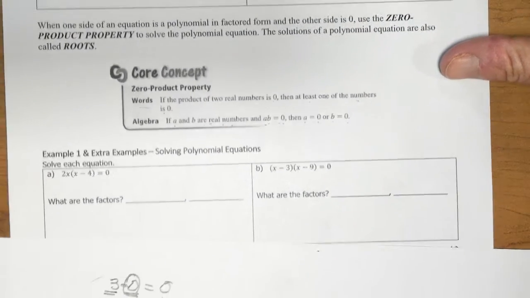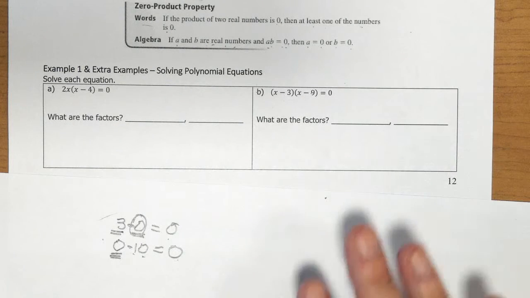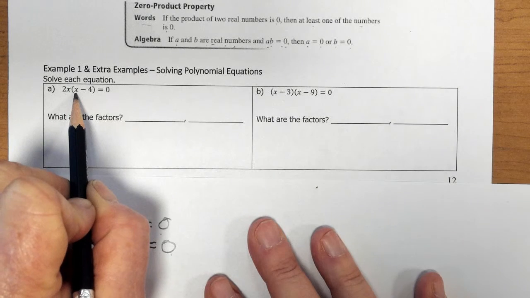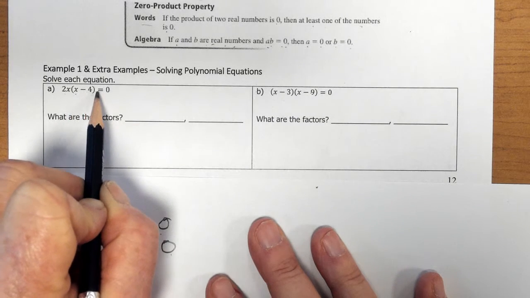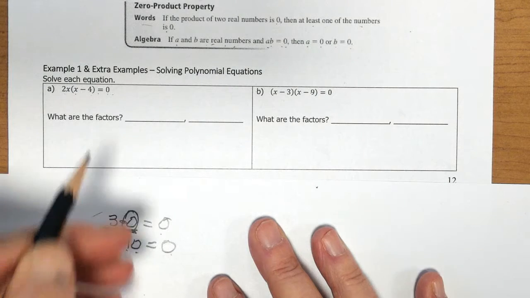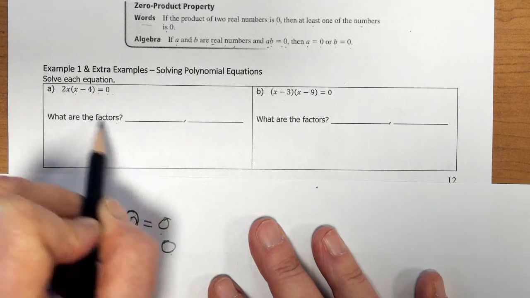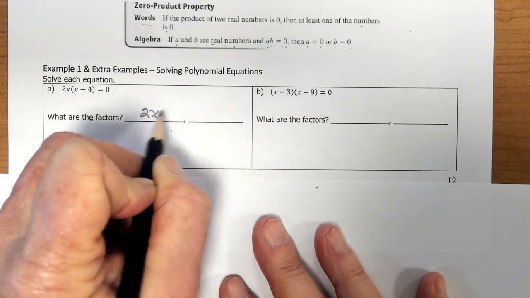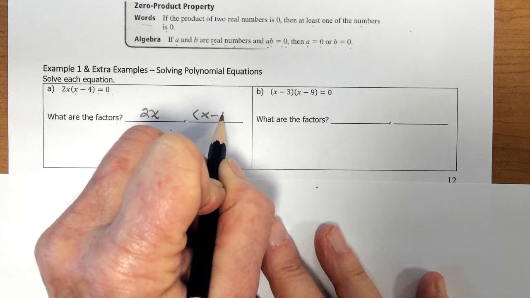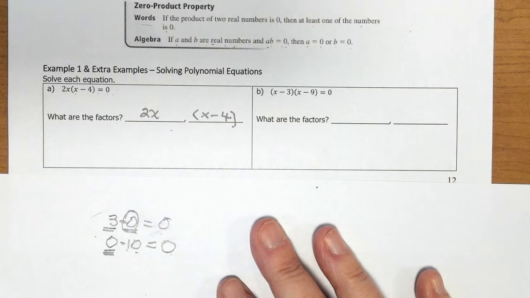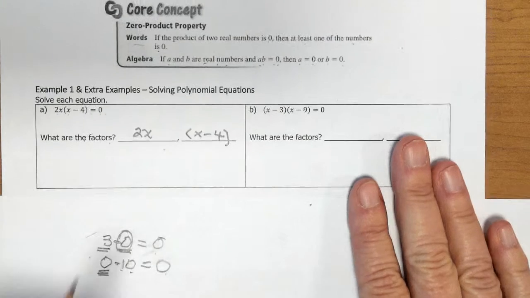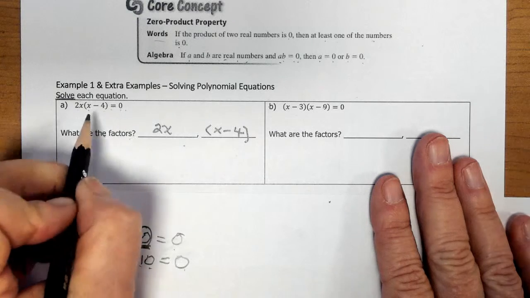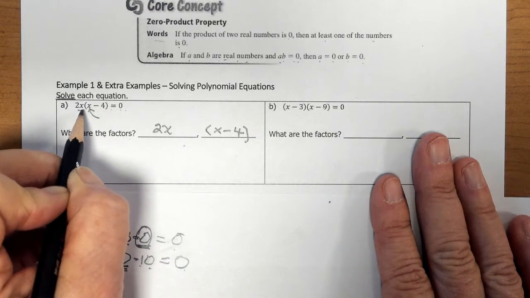So let's take a look here at this first example. We have an equation of 2x times the quantity of x minus 4, that's equal to 0. Well, what are the factors of this equation? The factors are 2x and x minus 4. Okay, so now let's go back, and it's asking us to solve. If I solve, then that means I need to get a value of x.